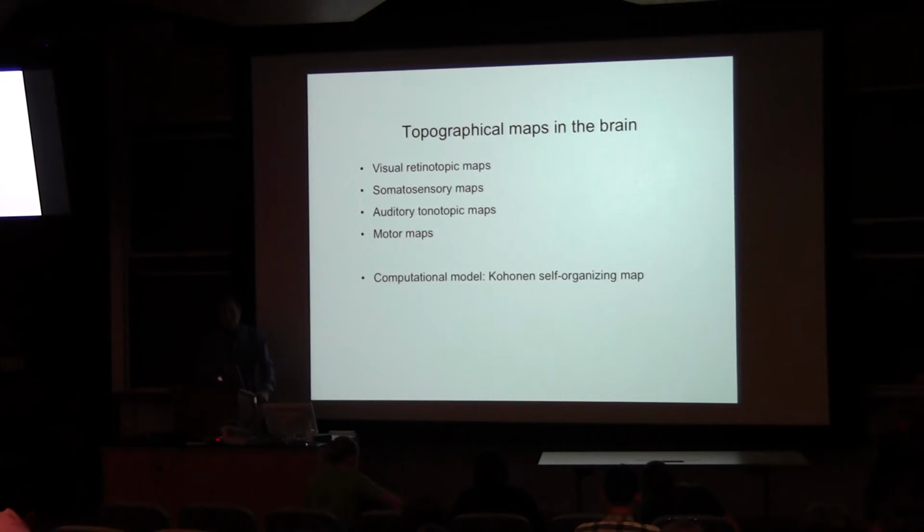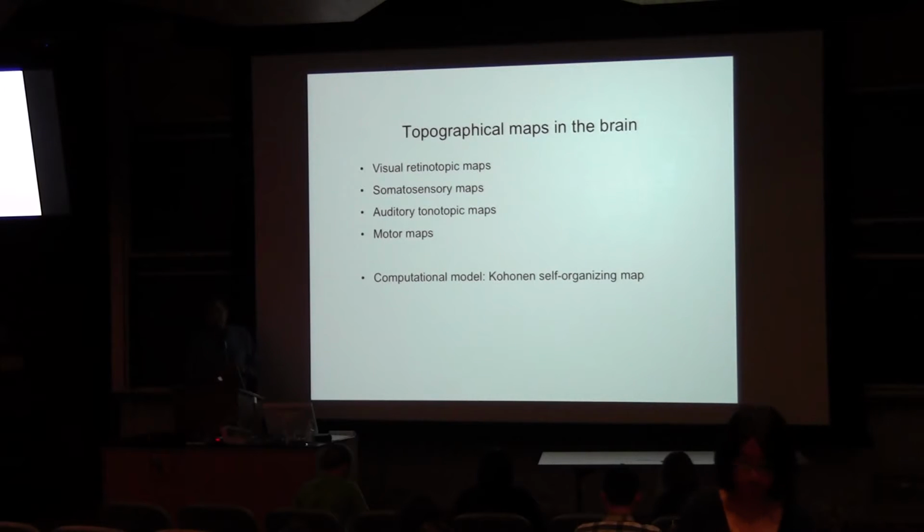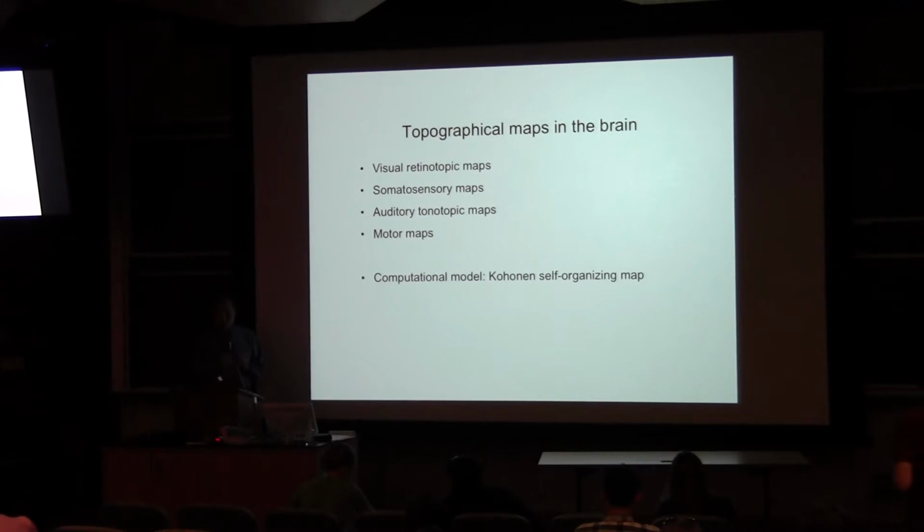So we talk about topographic maps in the brain. Topographic means that the things that are similar are close to each other in the brain, right? It preserves the topology, which, as you know, is a science about preserving the neighborhood relationship. For things in the neighborhood, you have a transformation that preserves that relationship.